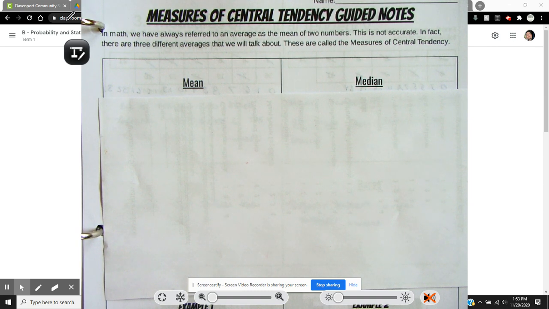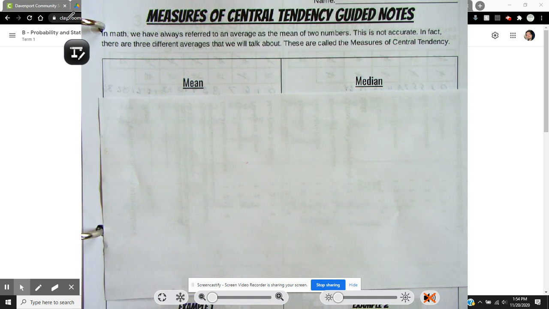So today we're going to be looking at measures of central tendency, which a lot of this should be somewhat of a review. So in math, we have always referred to an average as the mean of two numbers. However, that is not completely accurate. In fact, there are three different averages we can talk about. These are what we call our measures of central tendency, and they are mean, median, and mode.